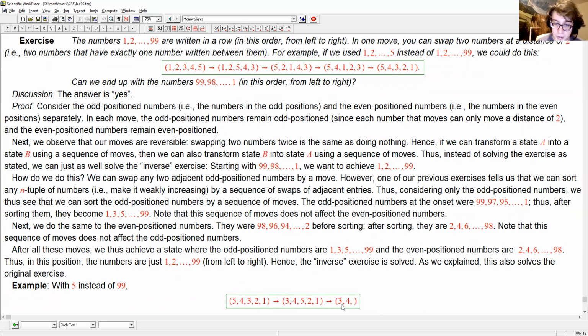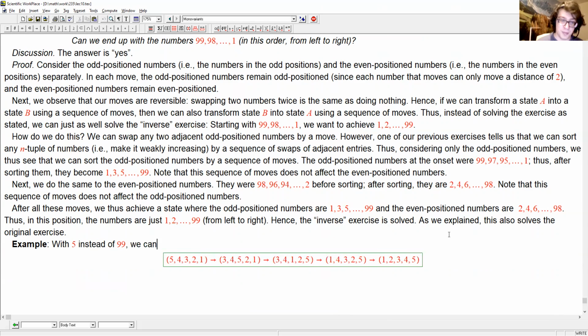3, 4, 1, 2, 5. Then we have a 3 and a 1, which we still need to swap. 1, 4, 3, 2, 5. And now you see the odd position numbers are already sorted. Only the even position numbers remain to be sorted. Fortunately, there are just 2 of them, so you can sort them in one swap. 1, 2, 3, 4, 5, and that's it.